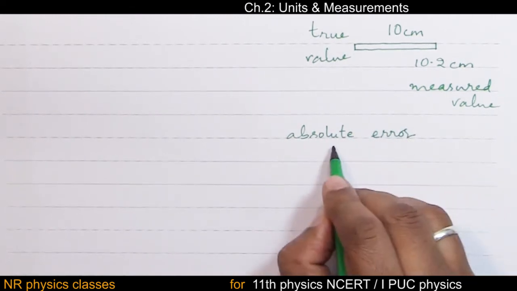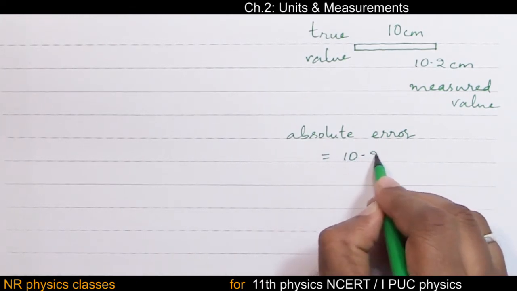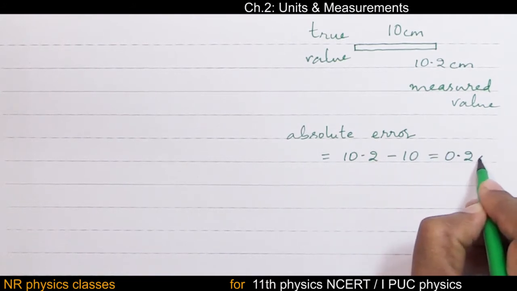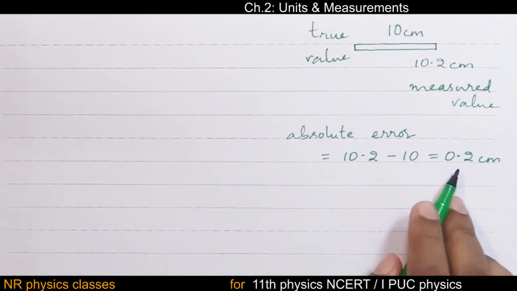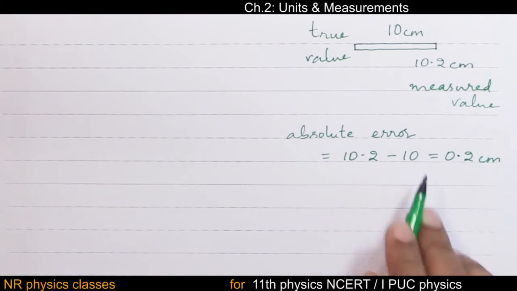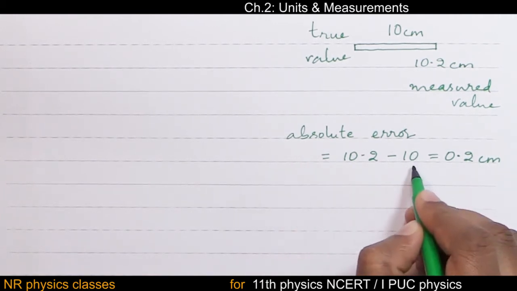So absolute error is 10.2 centimeter minus 10 centimeter equal to 0.2 centimeter. So what is the expression for absolute error now? It is the difference of true value and the measured value. Measured value is also called the experimental value.